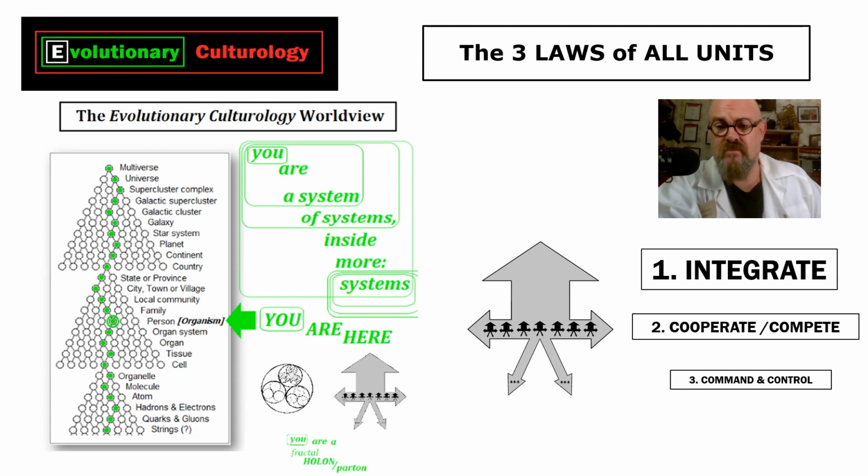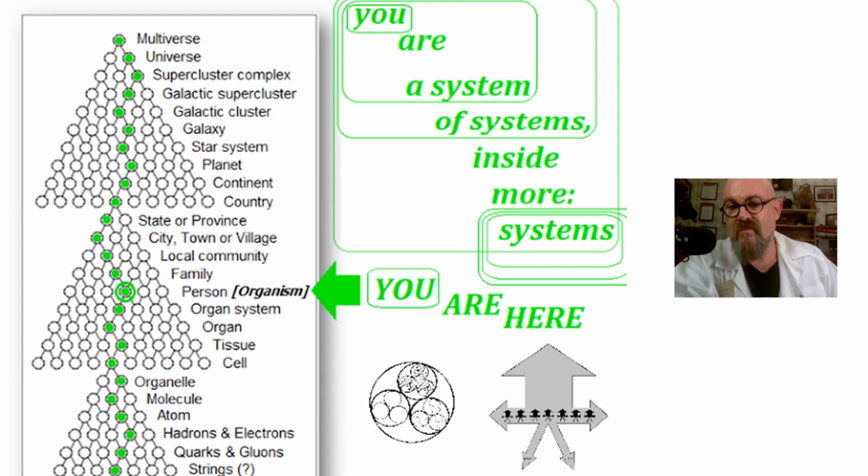The three laws. Always good to integrate upwards into a larger group or a larger cause than yourself, perhaps such as science or even meta science if you become an evolutionary culturologist. There's the fractal Holon parton, from quarks or strings on a very small scale level all the way up to a multiverse.